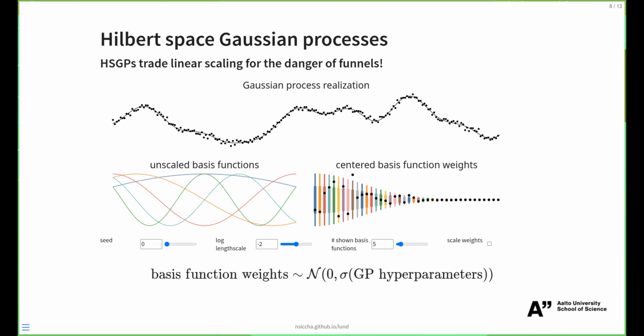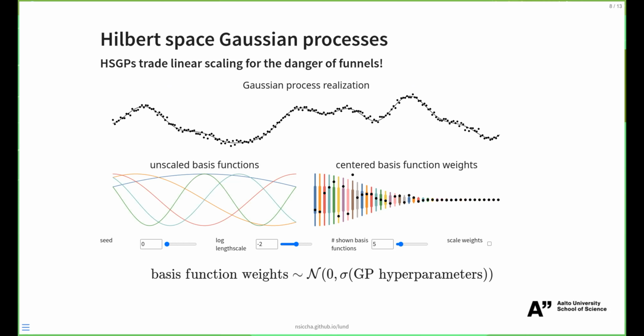Great. A Hilbert space Gaussian process is essentially a Gaussian process which tries to trade linear scaling, which is good, for the danger of encountering funnels, which is bad, right? And how does it do this? It decomposes this Gaussian process realization on the top row into a weighted sum of basis functions, right? These are the basis functions. These are currently just 5. And then here you have different basis function weights. These are now actually, I think, 40 or so. But if I show you 40 basis functions, then you don't see anything here, so it's pictured this way.